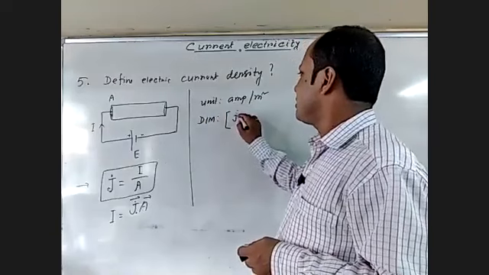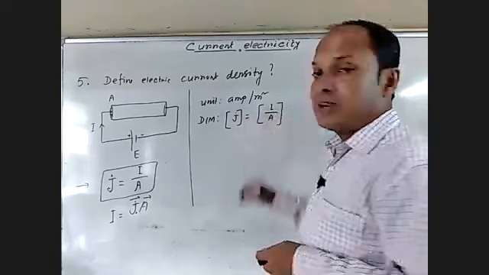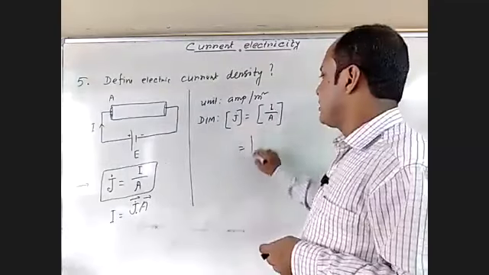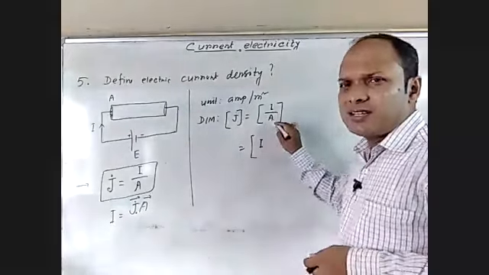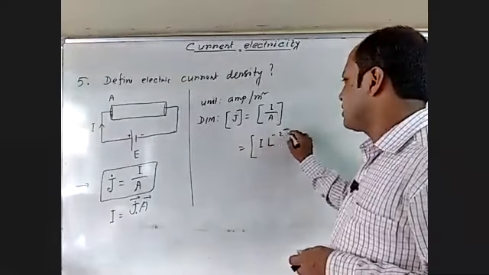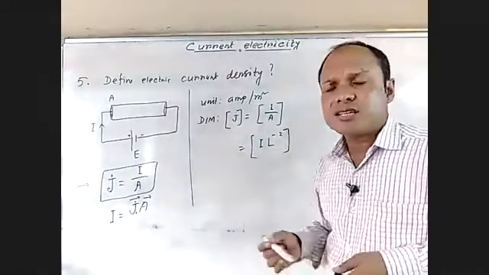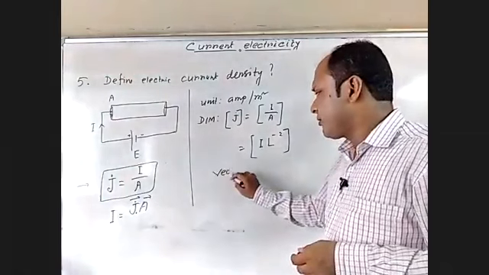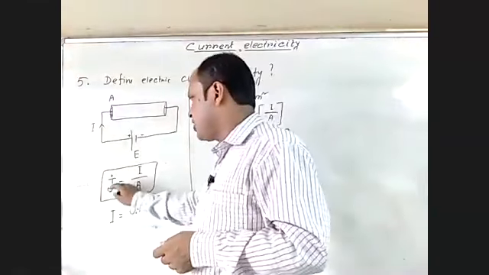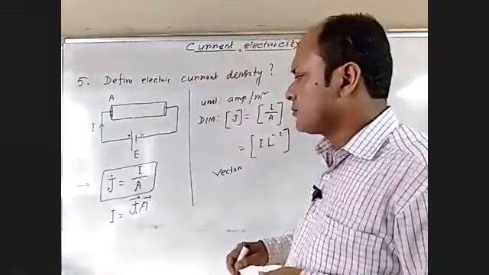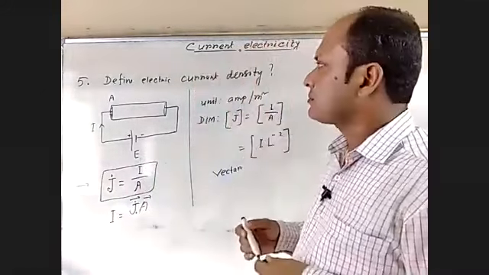You know, dimension J equal to I by A. I is a fundamental quantity, so you can write I as I. And A means area, L square, it will be L to the minus 2. That is I L to the minus 2 is the dimension of current density. So current density is a vector quantity. It is denoted as J equal to I by A, and I can be expressed as vector J dot vector A. Clear?